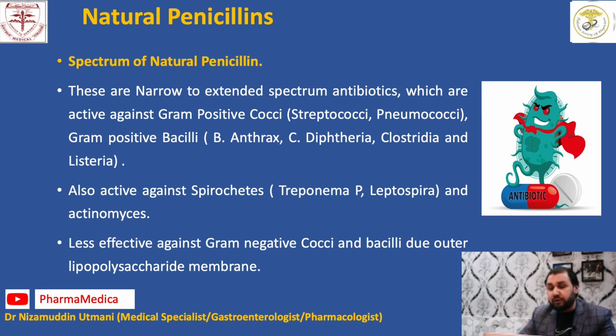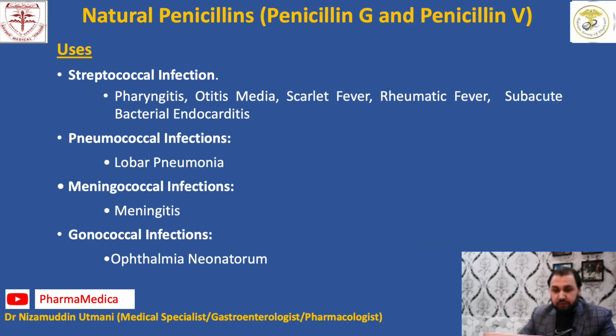So we can use it in streptococci, in pneumococci, we can use it even in anthrax, diphtheria, we can use it in clostridia and listeria. Apart from that, we can use it against spirochetes like Treponema and Leptospira. Treponema causes syphilis, and Leptospira causes leptospirosis. So we also use it against spirochetes as well, and they are least effective against gram-negative cocci and bacilli because of the extra lipopolysaccharide layers.